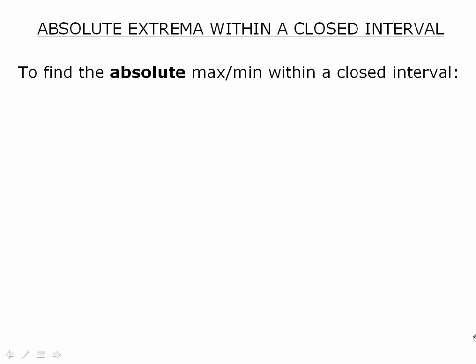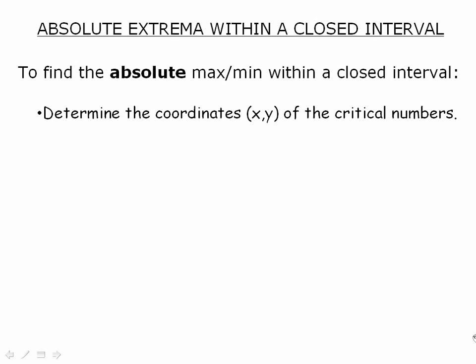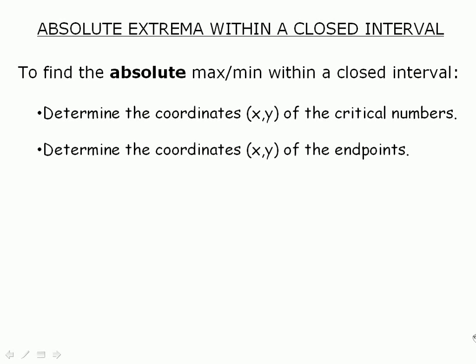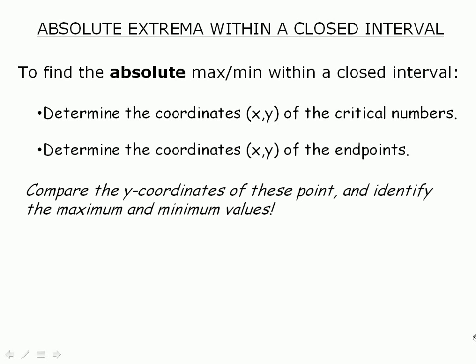So to find the absolute max and min within a closed interval, you will always find the coordinates of the critical numbers. Now that's important. You need the y-coordinate because that's what we use to determine what is absolute max or min. And then we also get the coordinates of the endpoints. And then it's just a simple matter of comparing the y-coordinates of these points and then identify the max and min values.